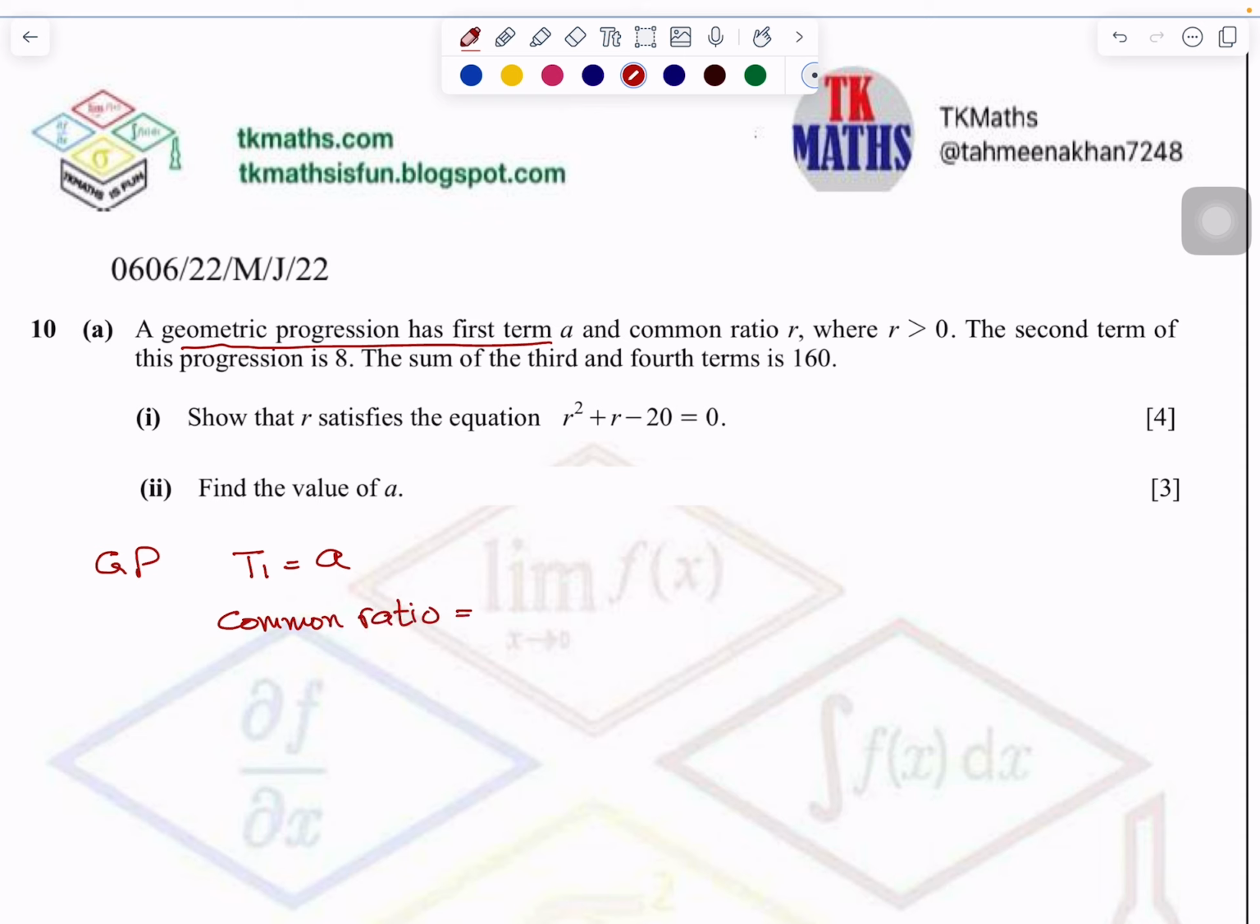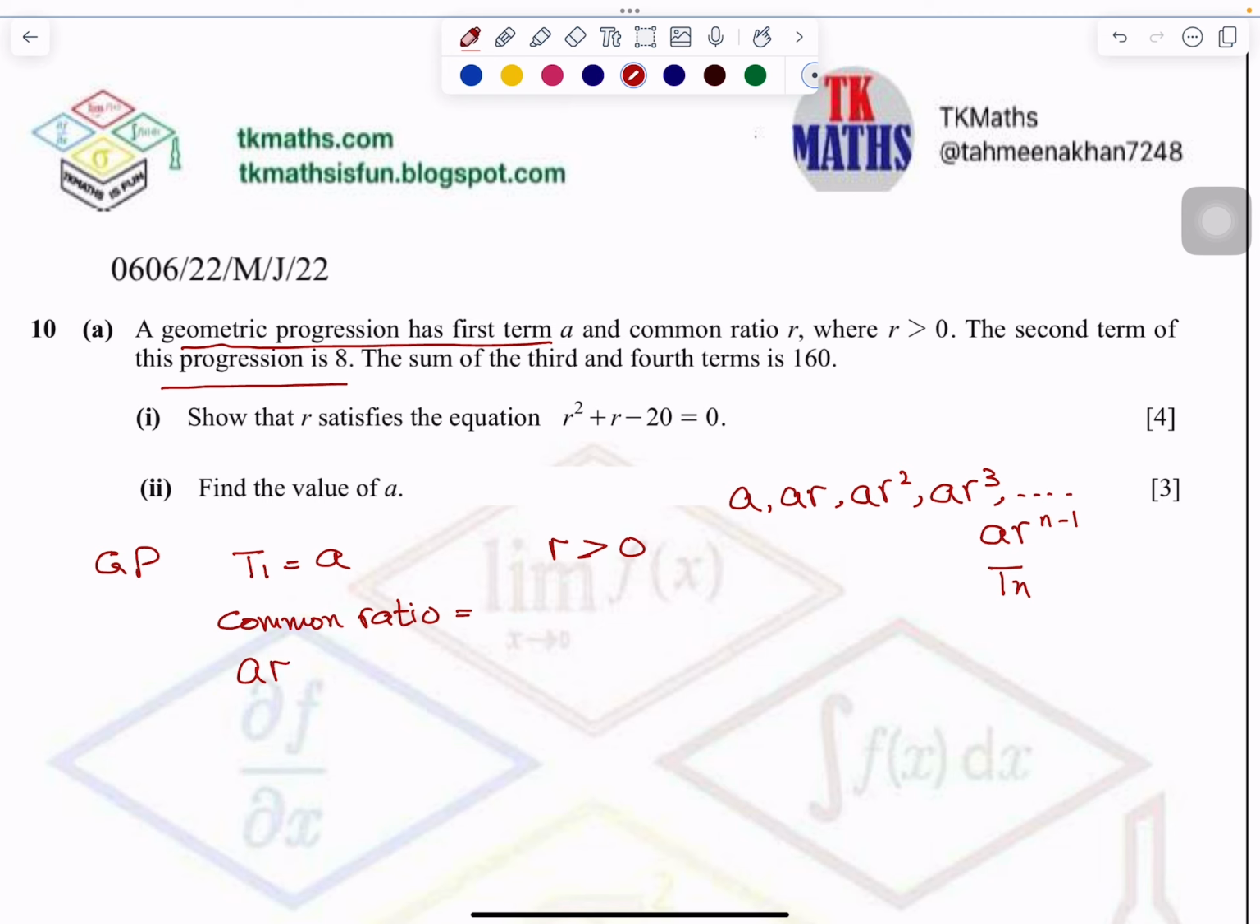This is given to you in the question, and the condition is also given that R is greater than 0, so it is positive. By the way, we know that the geometric progression has the series A, AR power 1, AR power 2, AR power 3, and so on until AR power n minus 1, which is considered the nth term, right? Now the second term of the series is 8. This is also given to you here. It means AR is equal to 8, which is the second term.